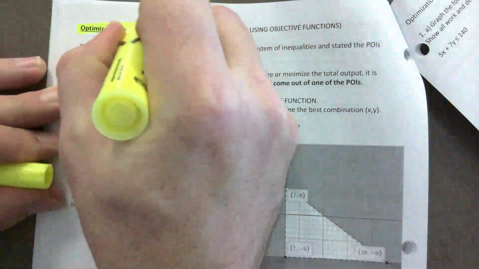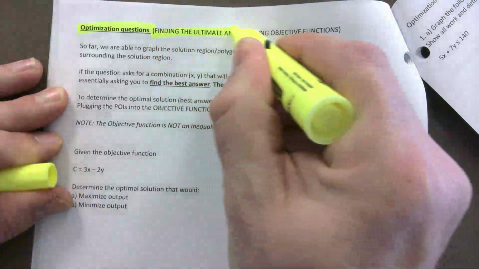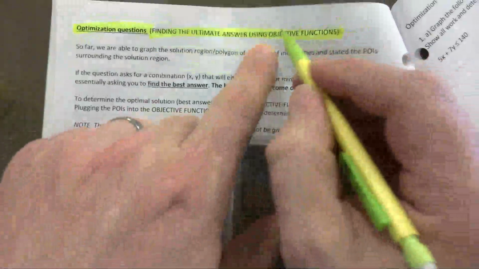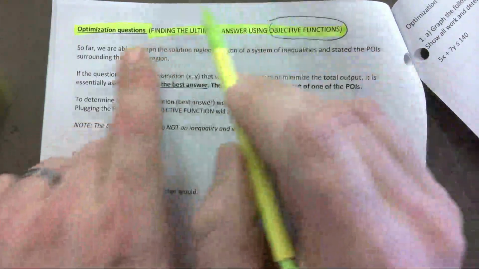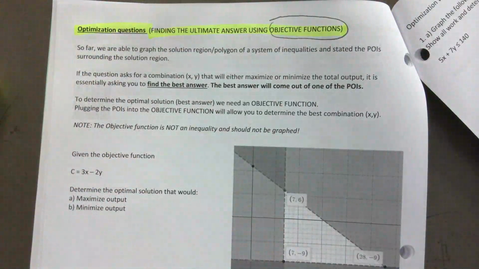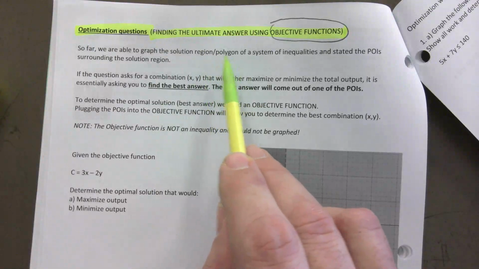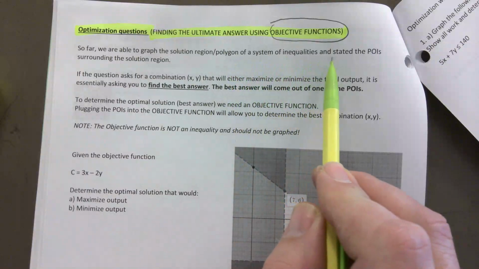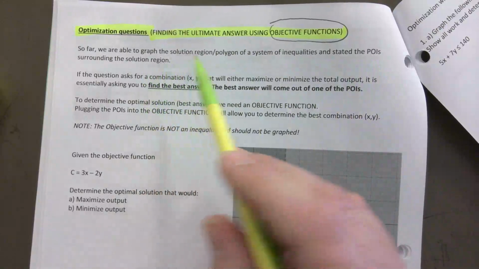So optimization questions. Basically what we're doing is finding the ultimate answer using objective functions. This is also new, but that's what we need to come up with the optimal solution, okay? So far, we were able to graph solution regions, solution polygons. They're the same as a system of inequalities, and stated the points of intersection surrounding the solution region.